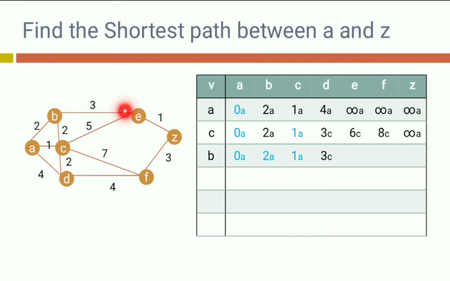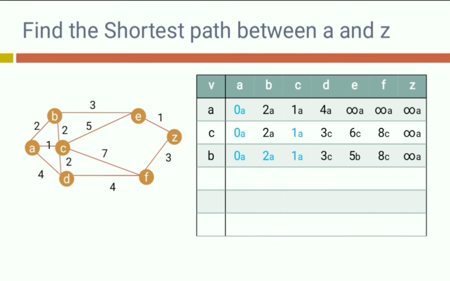E. Distance of B from E is 3, so 3 plus 2 is 5. So there's improvement, so we'll write 5B here. Okay, then what about F? F is not reachable directly from B, so we'll write 8C as it is. And Z is also not reachable directly from B, so we'll write infinity A as it is.